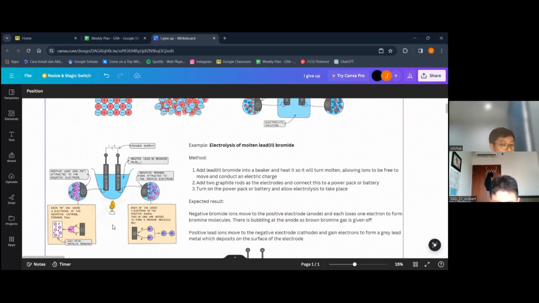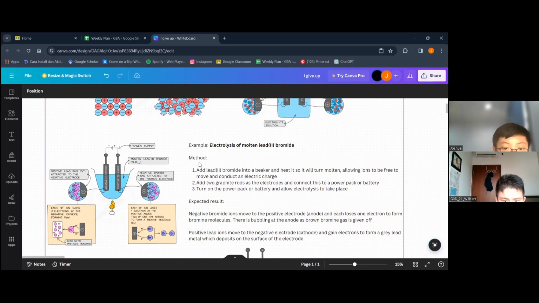The first example in our book, if I'm not mistaken, is the electrolysis of lead bromide. So for lead bromide, lead is Pb and bromide is the diatomic form of bromine. So the method to do this is to first add the lead bromide.